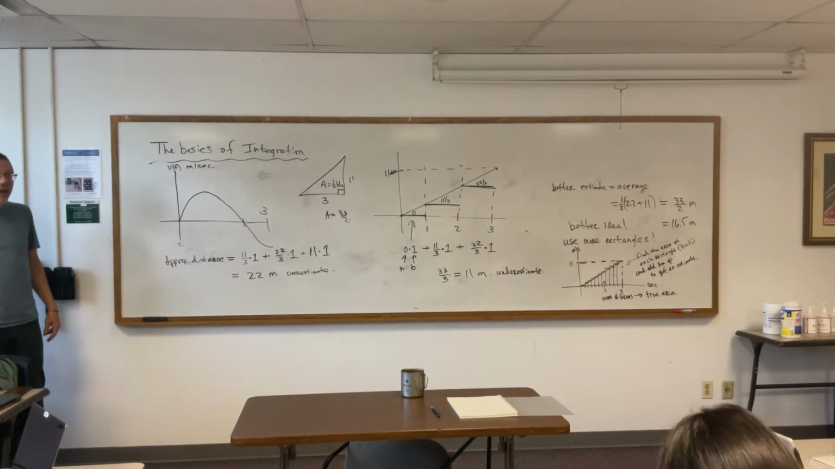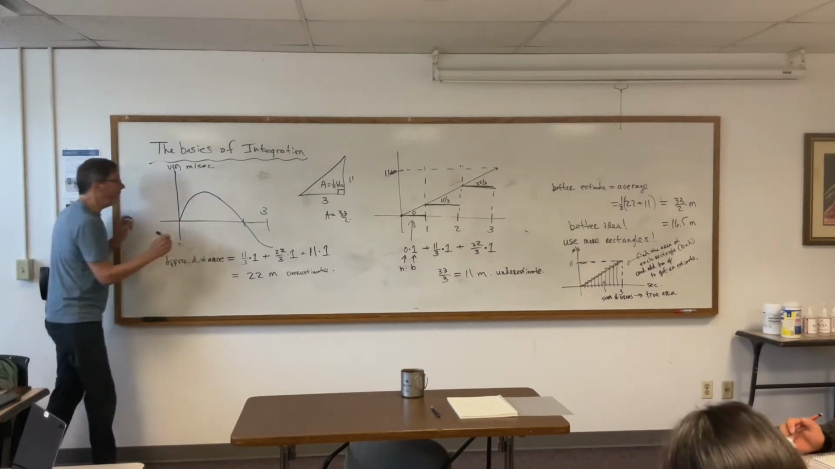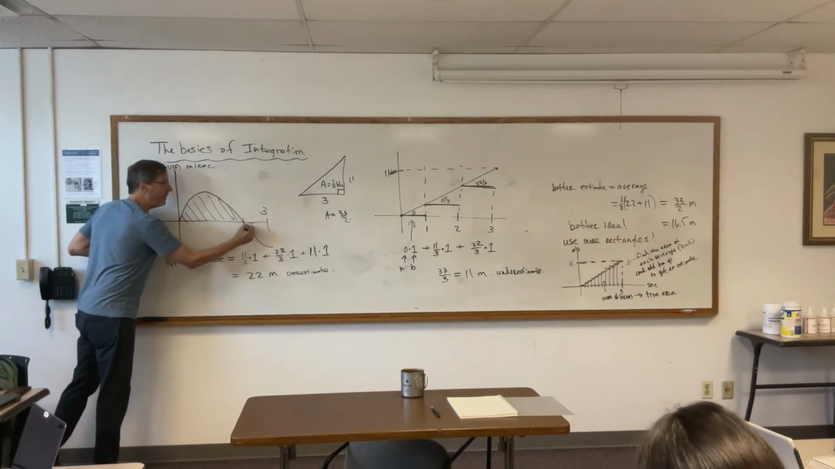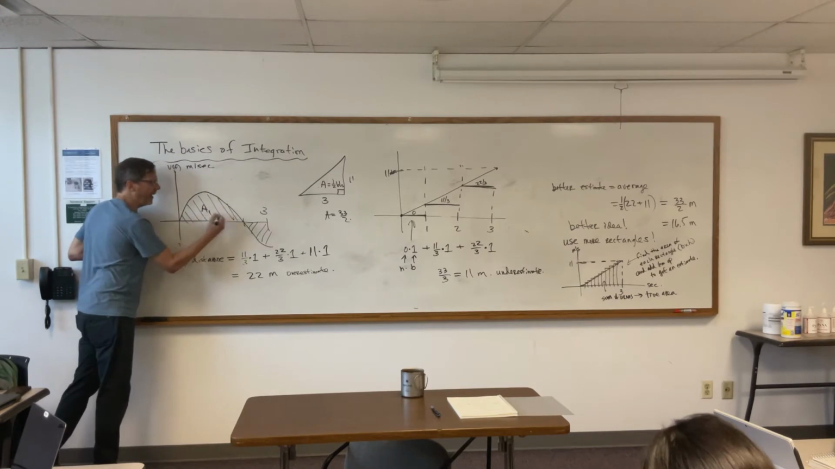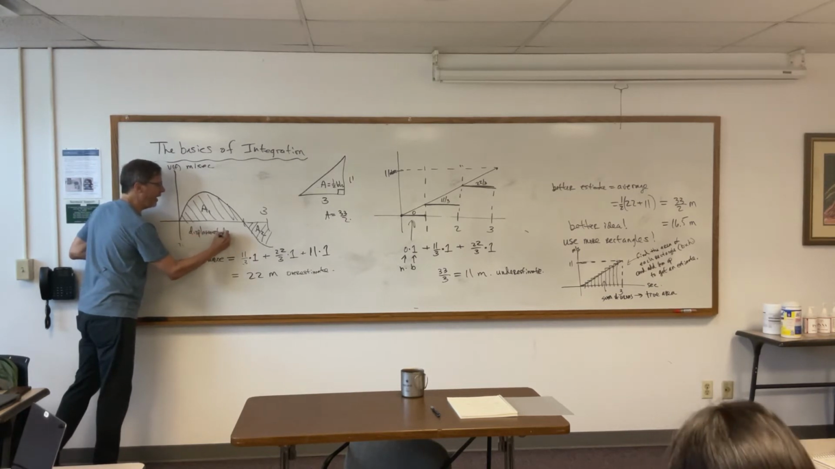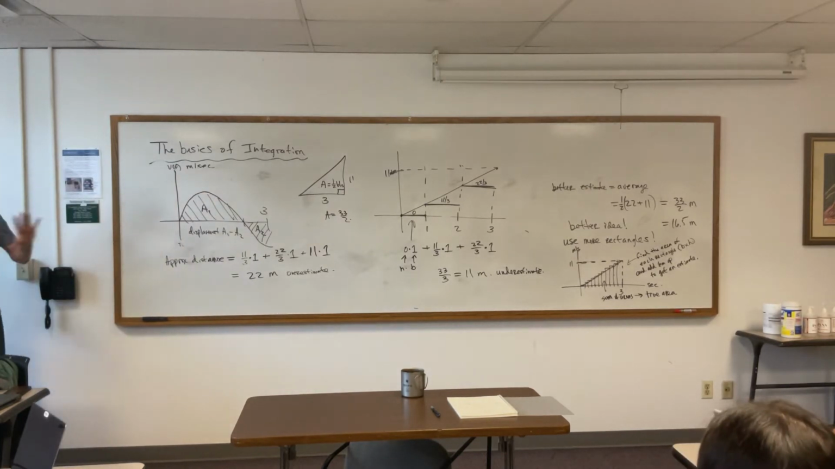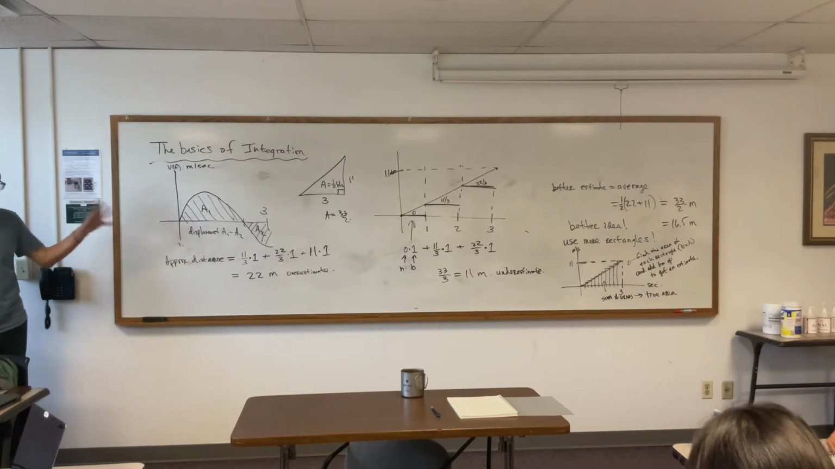How far did I travel? How far am I displaced? I don't know. But I can tell you this. The answer would be this total area minus this total area right here. So if we could somehow find area 1 and area 2, then the displacement is going to be area 1 minus area 2, whatever those might be. We need to find out how to do that, and that's what integration is. That's what we're going to do.